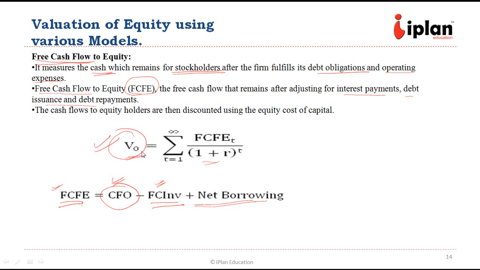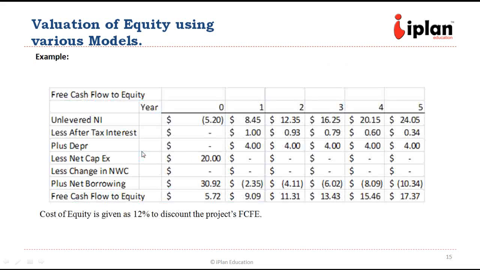Let us take an example. So unlevered net income is given to be $5.2 for now. For first year it is 8.45, second year it is 12.35 and so on. So this is based on our estimates of say net sales and operating margin, etc. Then we calculate the tax and interest.